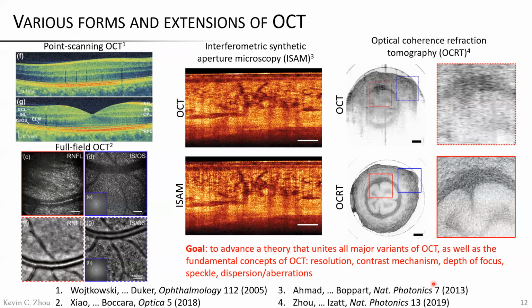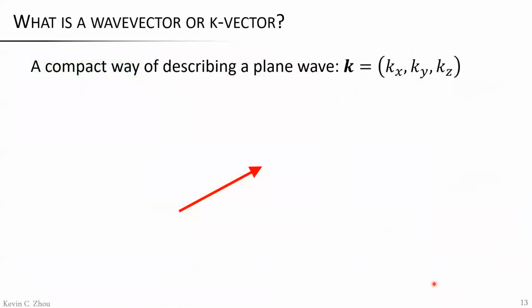So the motivation of this work is to advance a theory that unifies all of these major variants of OCT under a common framework of coherent imaging. And in doing so, we will be able to explain pretty much all the fundamental properties and concepts of OCT, in particular, the resolution, the contrast mechanism, and the trade-off between the lateral resolution and depth of focus that I just mentioned, speckle, and the effects of dispersion and aberrations. So that's the motivation. But before we dive deeper into k-space theory, let's start with the fundamentals.